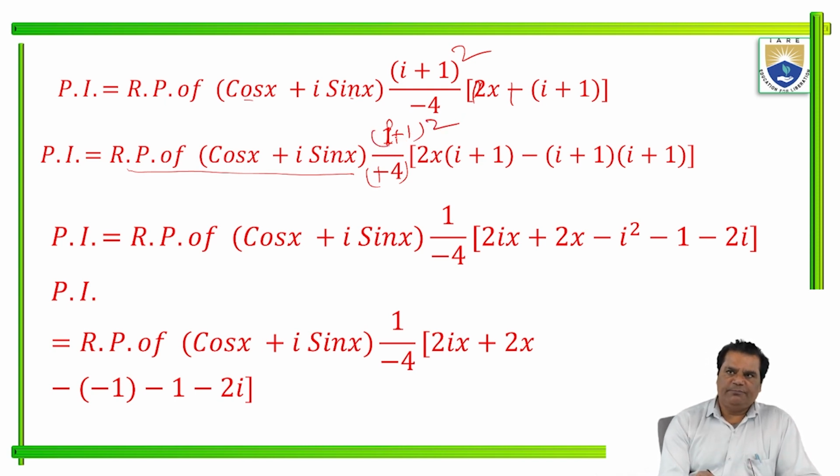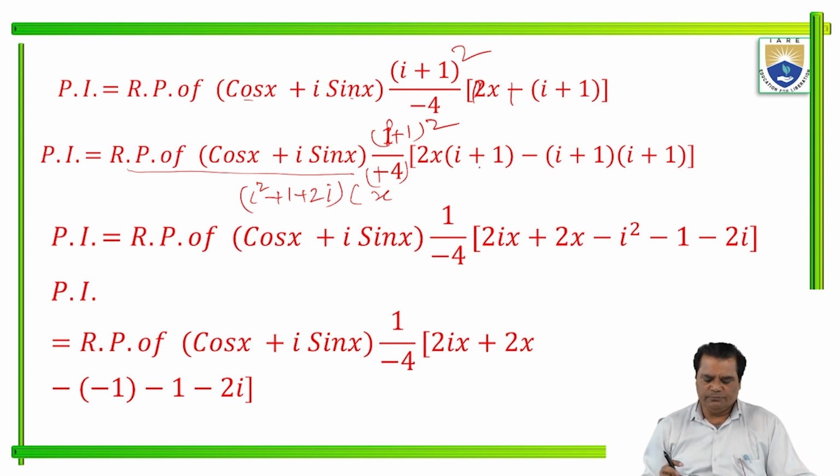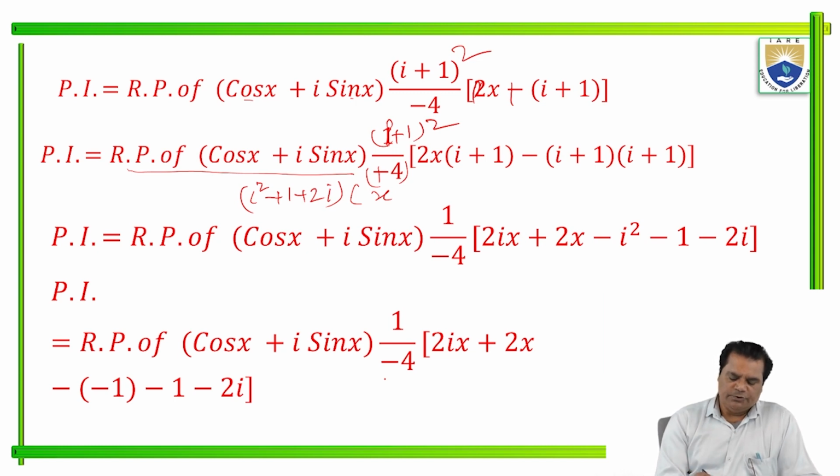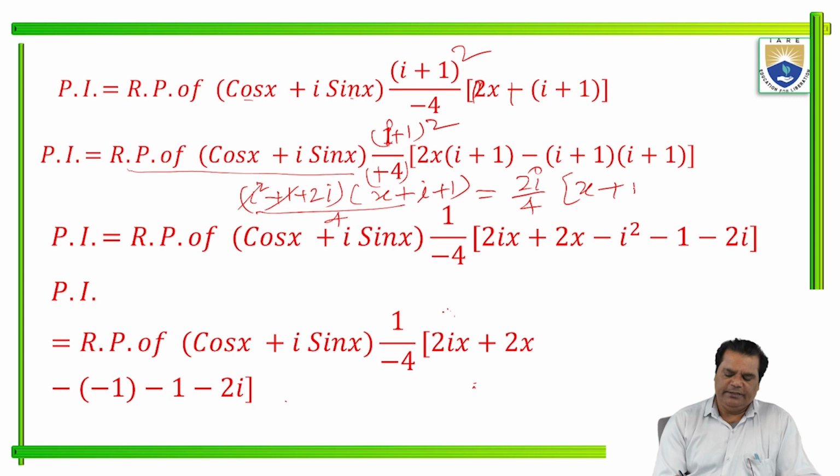So here i square plus 1 plus 2i. Expanding here, i square plus 1 plus 2i, and into x into (i plus 1). Multiply this (i plus 1), so x into (i plus 1). So now here (x plus i plus 1) upon 4. So here equating real and imaginary part. So here is i square minus 1, so this one is cancelled. Here is 2i upon 4, and here is x plus (i plus 1).